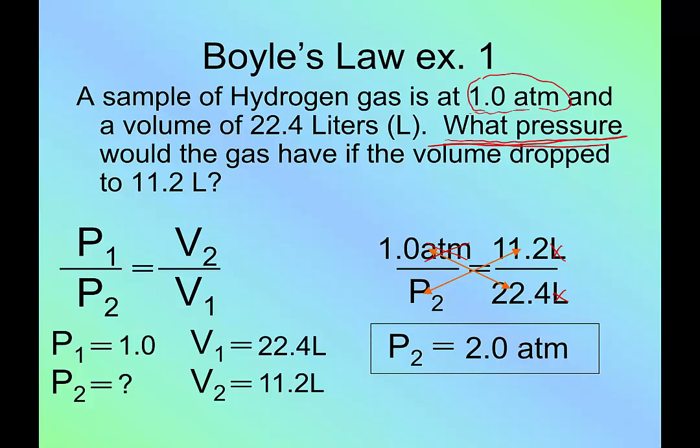Now, here's the thing. Before I move any farther, a lot of you are going to write an answer, and you have no idea what you're doing. Question yourself. Stop for a second. Does your answer make sense? Well, we know that pressure and volume are opposites. They're inverse, meaning that if one goes up, the other goes down. My volume went down. Therefore, my pressure had better go up. I started with 1. I ended with 2. Did the pressure go up? Yes, it did. My answer makes sense.